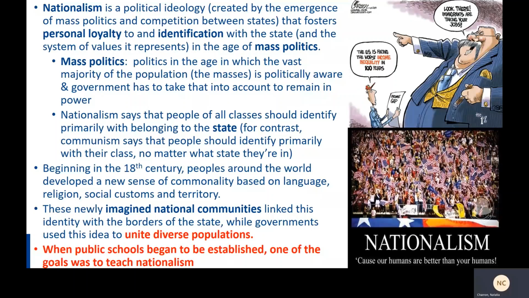As an added bonus, and here's something you should pay attention to, especially in your future history classes, when public schools began to be established, one of the goals was to teach nationalism. So to teach perhaps a patriotic version of history that's not necessarily the full version of history.